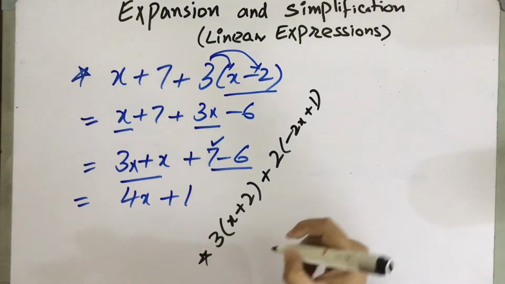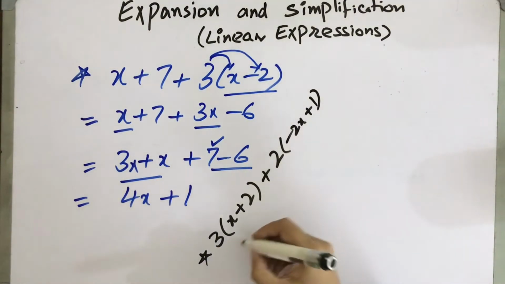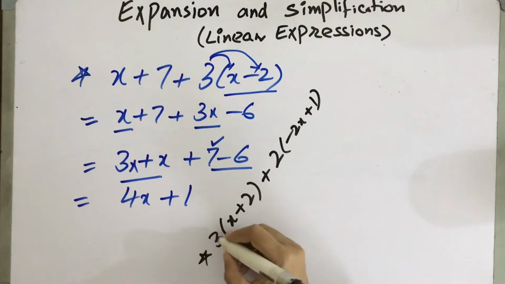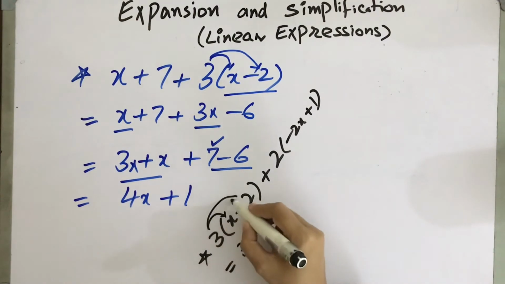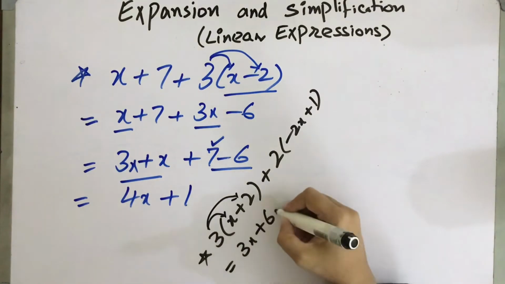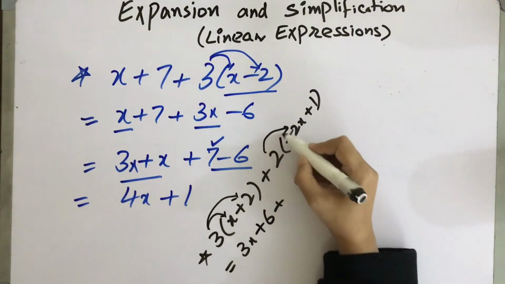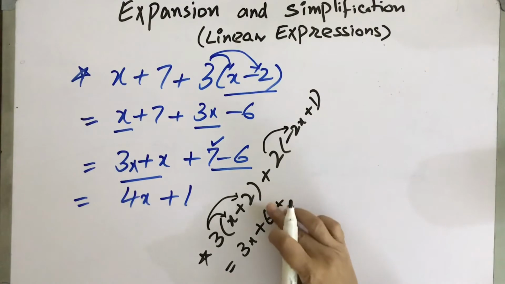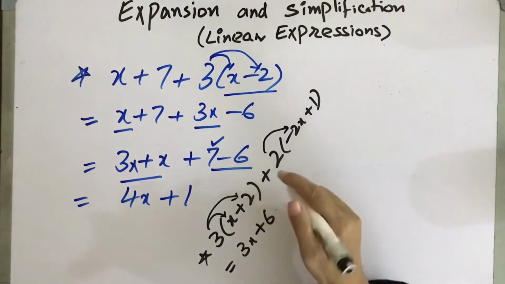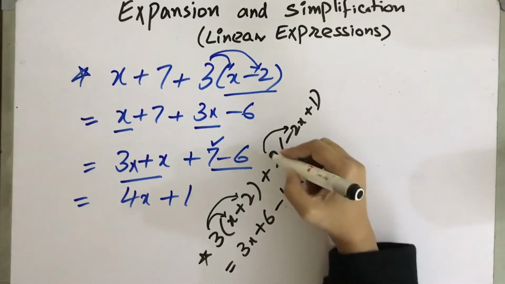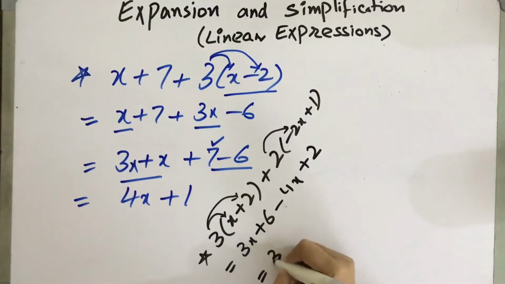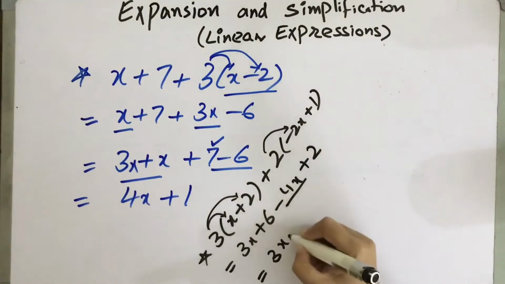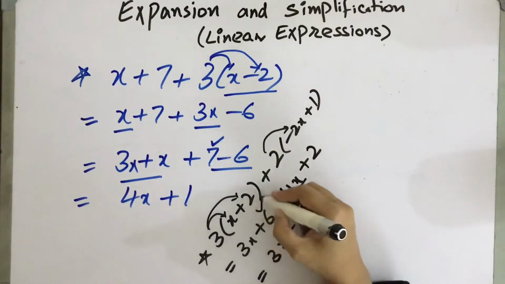3 bracket x plus 2 bracket minus 2x plus 1. Open it. 3x plus 3 2 times 6 plus 2 multiply minus 2x will give me minus 4x. So I shall make it minus. 2 multiply 1 will give me 2, 1 times 2. I shall arrange now 3x with minus 4x and 6 with 2.